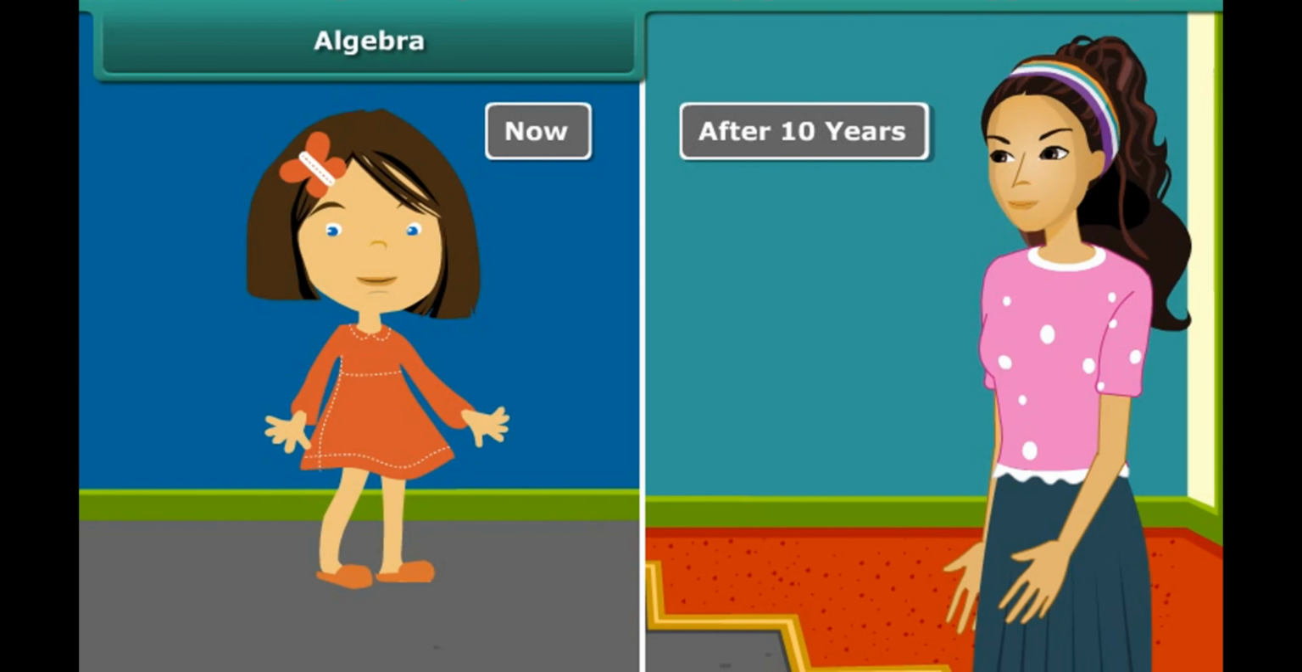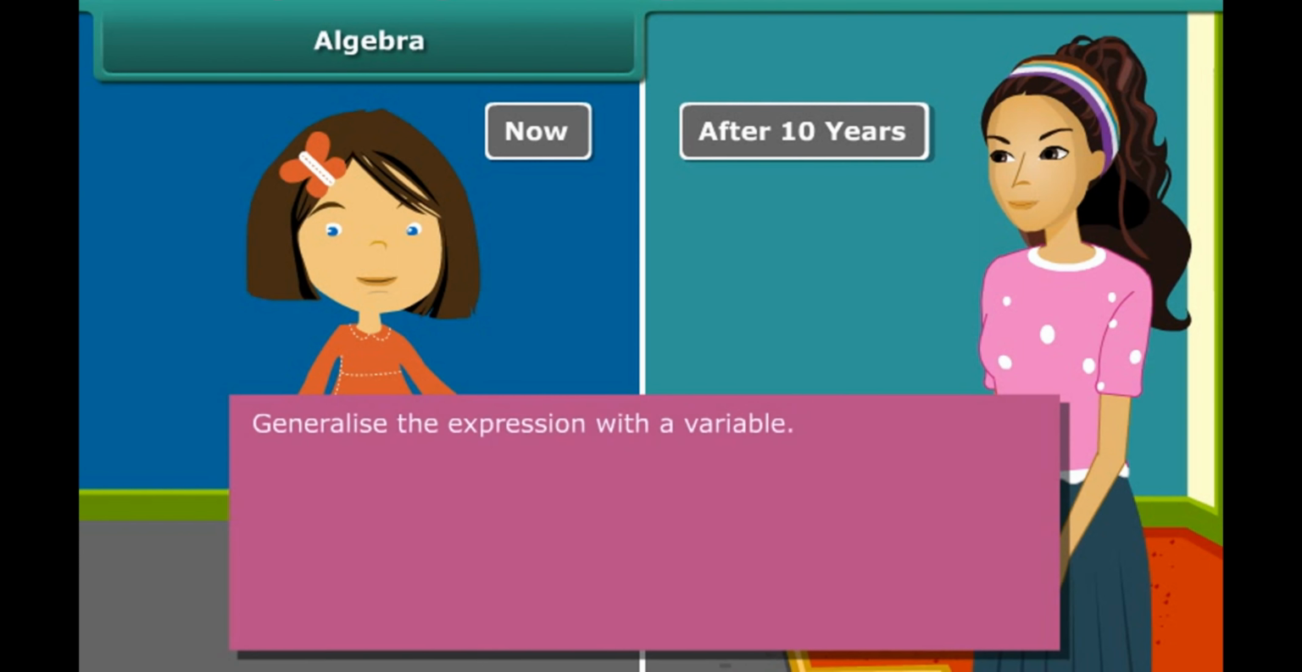Riya is 5 years old now. Express her age 10 years from now. Generalize the expression with a variable.